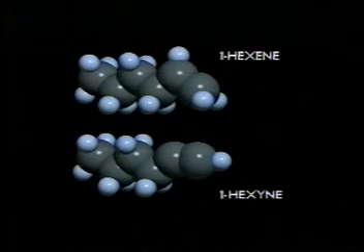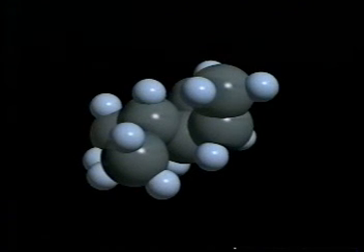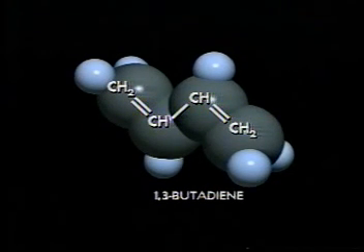1-hexene and 1-hexyne, 1-heptene and 1-heptyne, and so on. As the chain becomes longer, there are a greater number of variations for the positions of the double and triple bonds. Also, branching is possible. If there is more than 1 double bond, the name changes slightly. This is 1,3-butadiene.